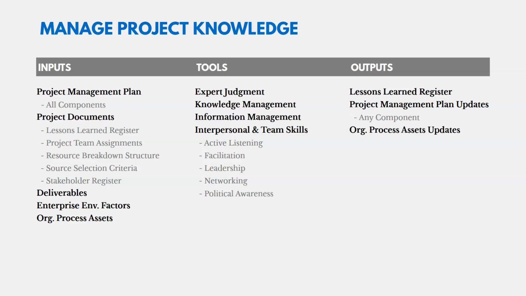So here's what the inputs, tools, and techniques and outputs look like. The key output here is the lessons learned register. We're tracking lessons learned we want to apply to our current project or to future projects. Some of the inputs are going to be the project management plan, a few other project documents, and then deliverables, as well as enterprise environmental factors and organizational process assets. So we're looking at our plan, and then our deliverables, what we created, and we're going to do some comparisons between the two.